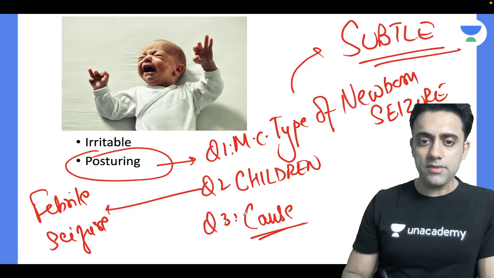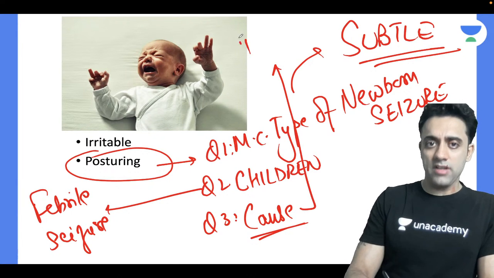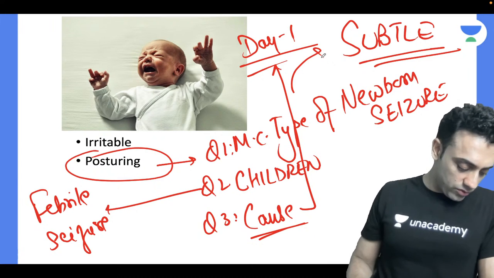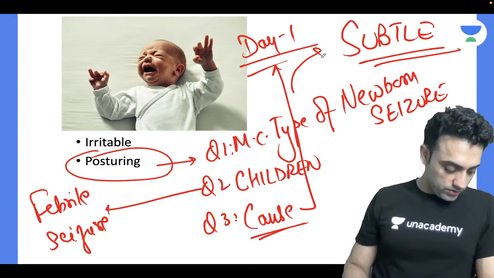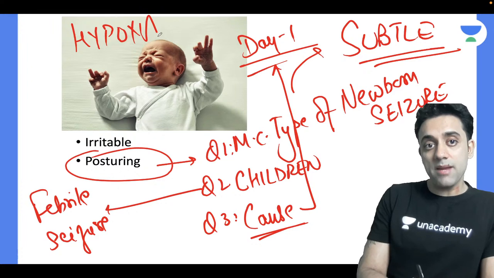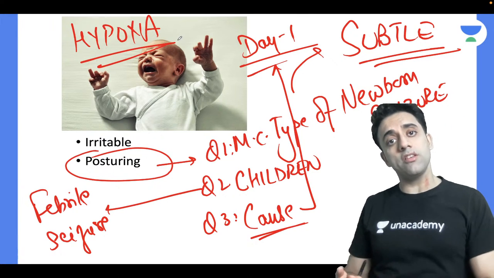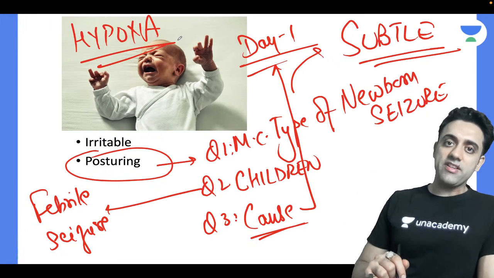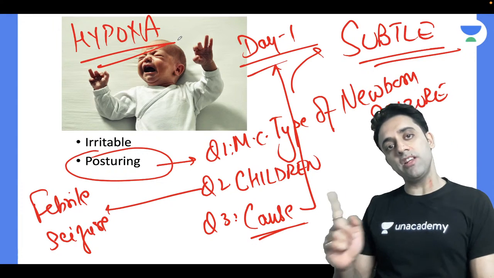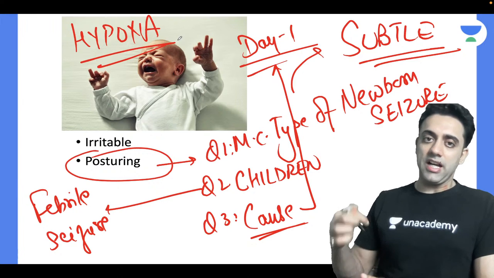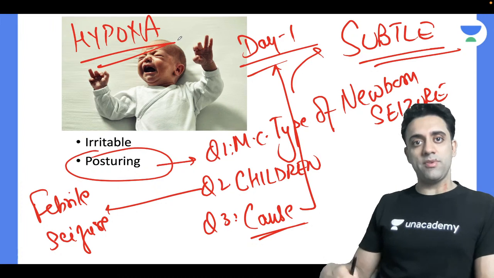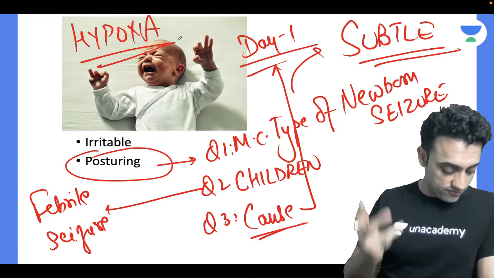And which is the most common cause of seizure at day one of life, a newborn baby having seizure? Manoj says hypoglycemia. No, the answer is hypoxia. Very, very important. In a newborn baby having seizure, the most common cause will be hypoxia, but the type will be subtle seizures. A child having a seizure, the most common cause will be febrile seizures. That you should know. Very good.